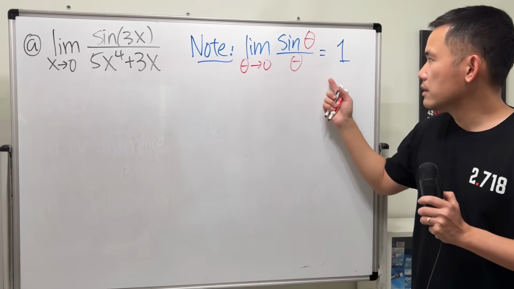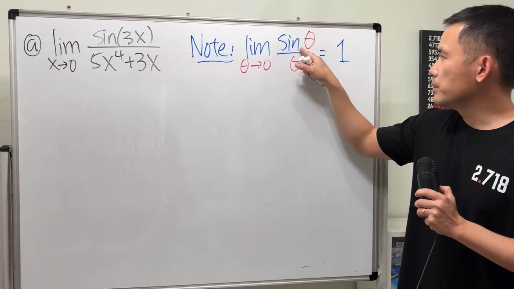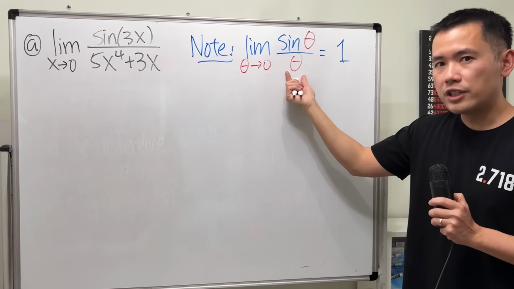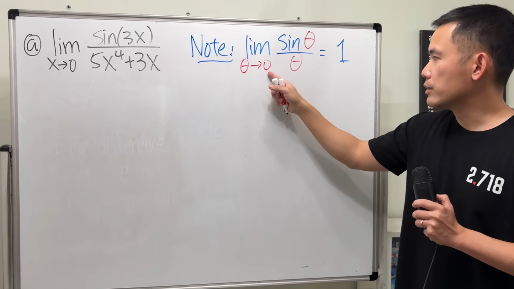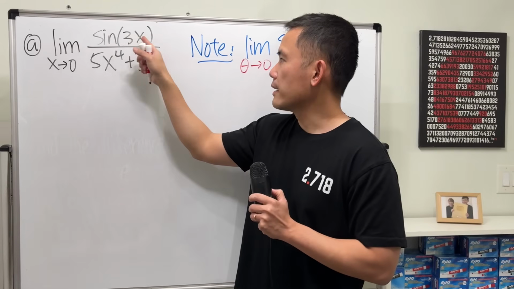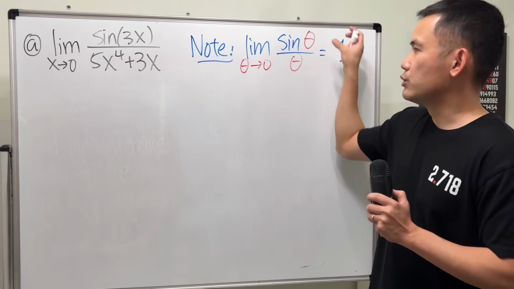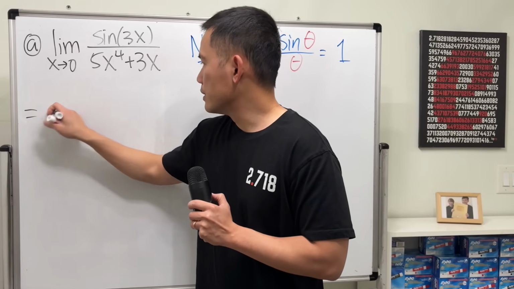Well, how do we use it? First, notice that the input of the sine and the bottom have to be the same, and theta goes to 0. Here we have sine 3x. We have to produce this situation first. So let's go ahead and do this.